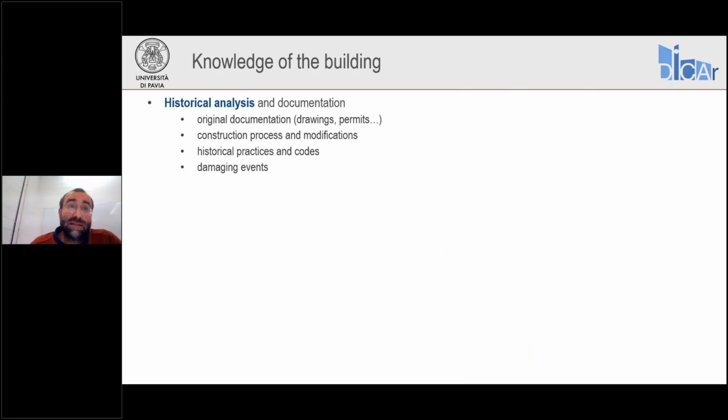Now, how do we obtain this information? We're already saying that we, first of all, try to find any document available about the building, so we can carry out an historical analysis and some document investigation, looking for original drawings, permits, whatever we can find in public offices, in designer offices, wherever we can find information about the building.